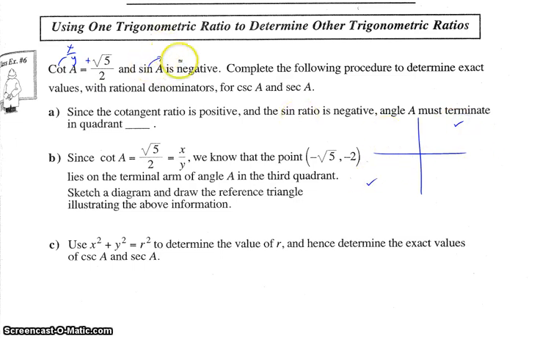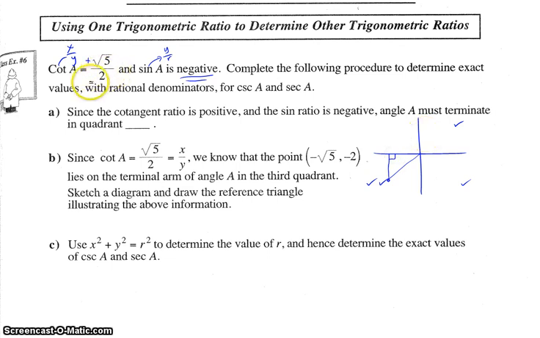Then sine is negative. So sine we know is y over r, so it's really dependent on whether y would be negative. So where is y negative? Y is always negative below the x-axis, so in quadrant 3 and quadrant 4. The one they have in common, quadrant 3. So we're going to draw our terminal arm in quadrant 3. Okay, put a point on there, draw a little reference triangle.